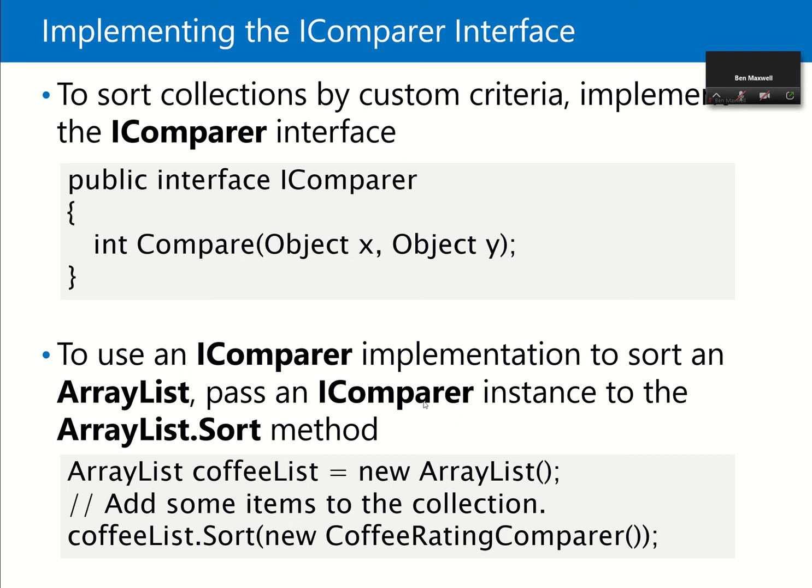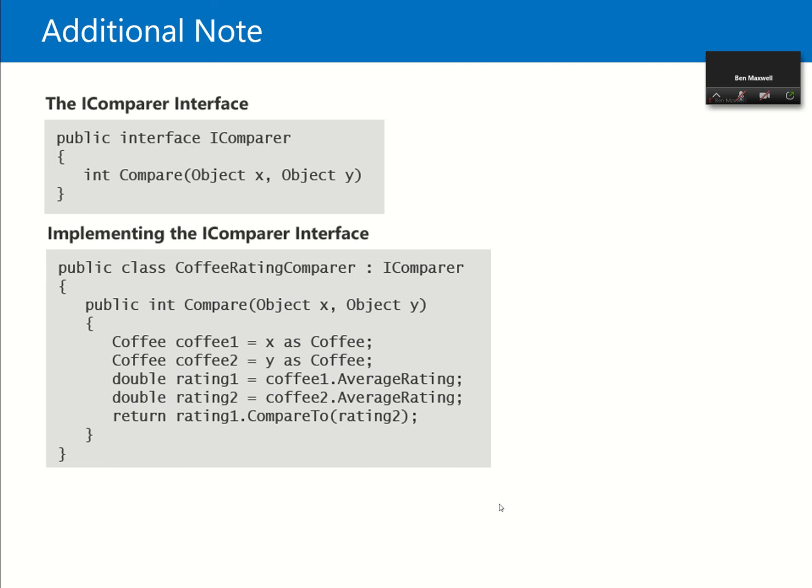Now, public interface iComparer only has a function called compare. It compares object X and object Y. So iComparer implementations will sort, for example, an array in the array list. This is the example in full.